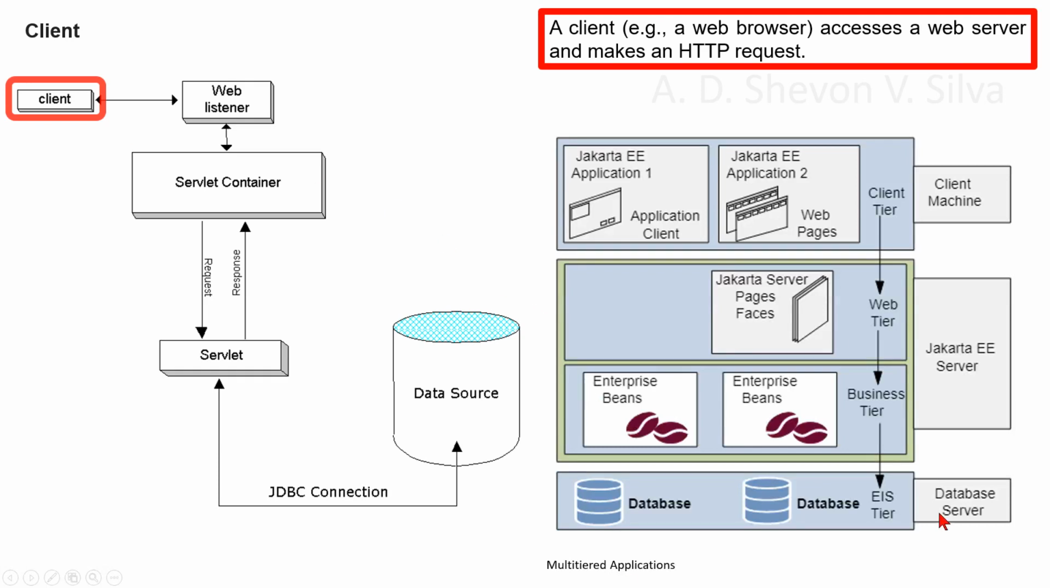Here you can see multi-tiered applications. The Jakarta EE platform uses a distributed multi-tiered application model for enterprise applications. Application logic is divided into components according to function, and the application components that make up a Jakarta EE application are installed on various machines depending on the tier in the multi-tiered Jakarta EE environment to which the application components belong.